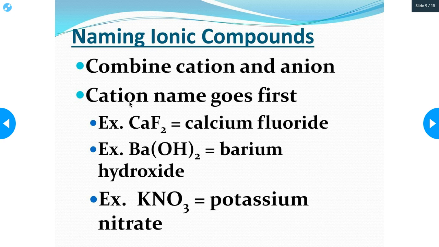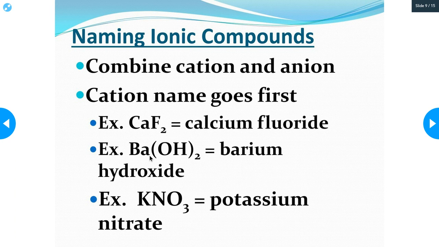So if we look at our first example, we have calcium fluoride. Calcium is a cation, it's a 2+, and fluoride, which we know is just fluorine, but because it's an anion, we changed it to an IDE ending. That is going to be listed second in both the formula and the name.